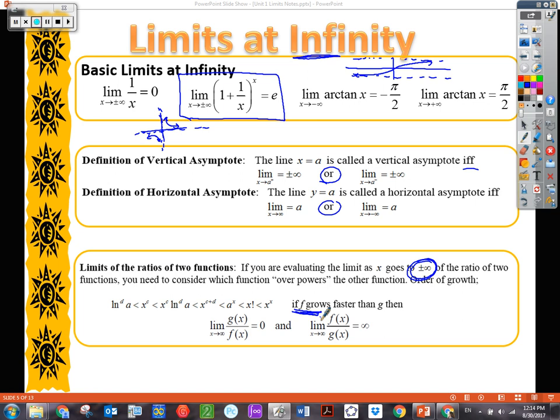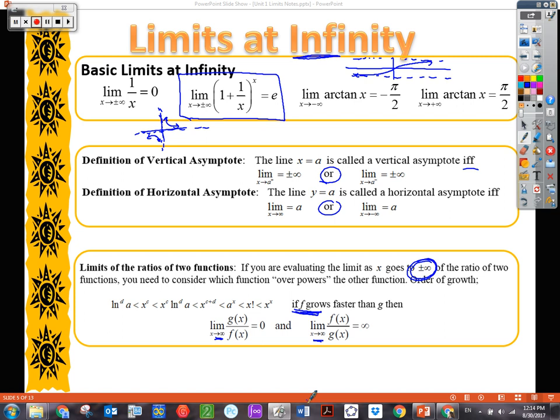If the faster one is in the numerator, then over time, as we head towards infinity, we're going to tend to infinity. Now these limits just work with positive infinity. There would be differing things that would go along with negative infinities, which we can work with.